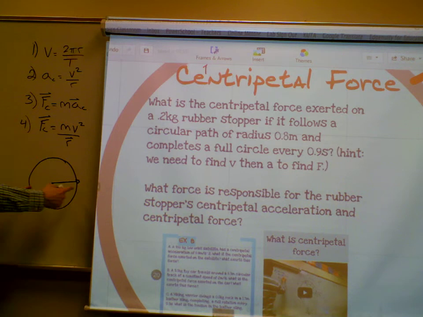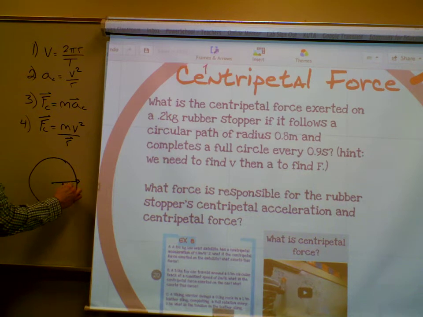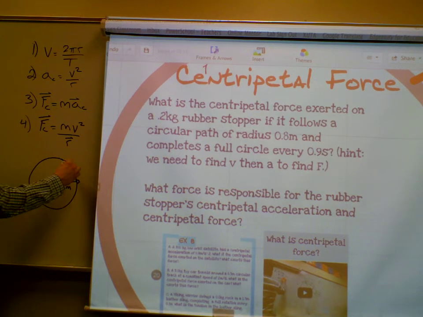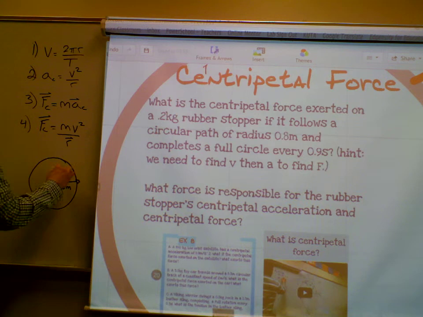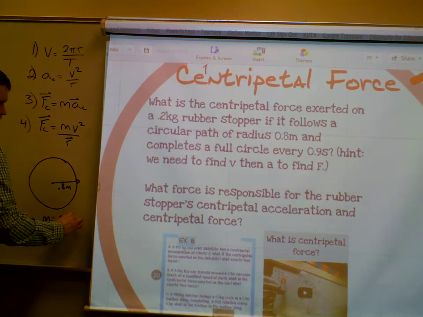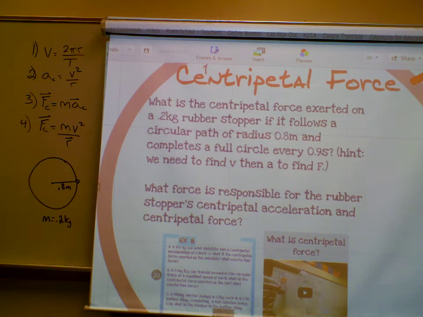So how long is this distance right here? 0.8. Right? How heavy is the rubber stopper? 0.2. Okay, 0.2 kilograms. All right. Anything else? Anything else we know?